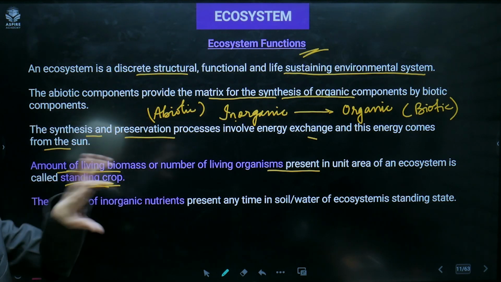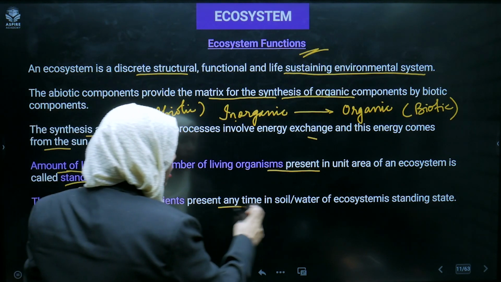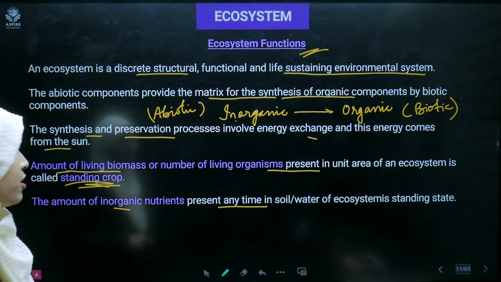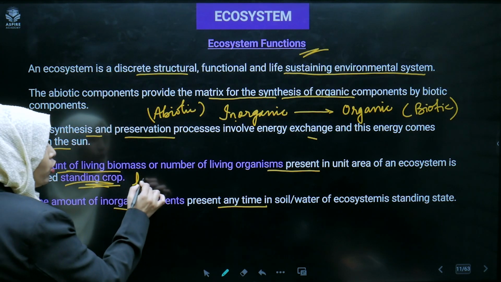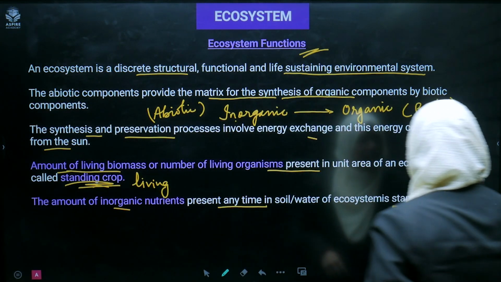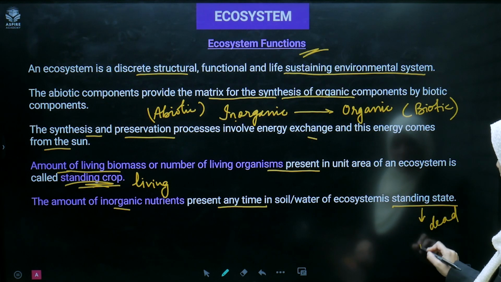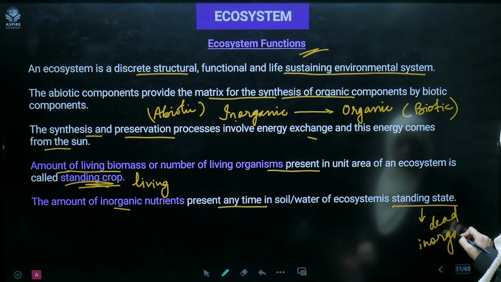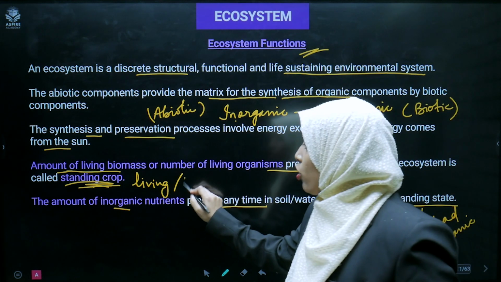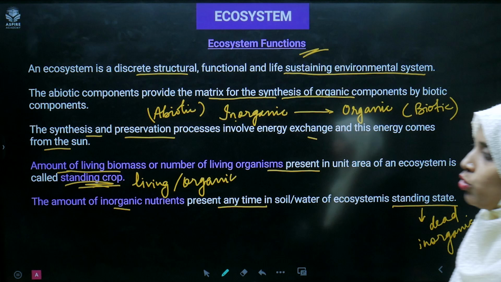And all the inorganic nutrients present at that particular time in that given area, at any time in the soil, water, so that is the standing state. The standing crop includes the living part, the living matter, living component, and in the standing state they are in dead form. They are dead matter and they are inorganic. They are inorganic matter in the dead form. And these are living or organic. Organic matter in living form will be present as standing crops.